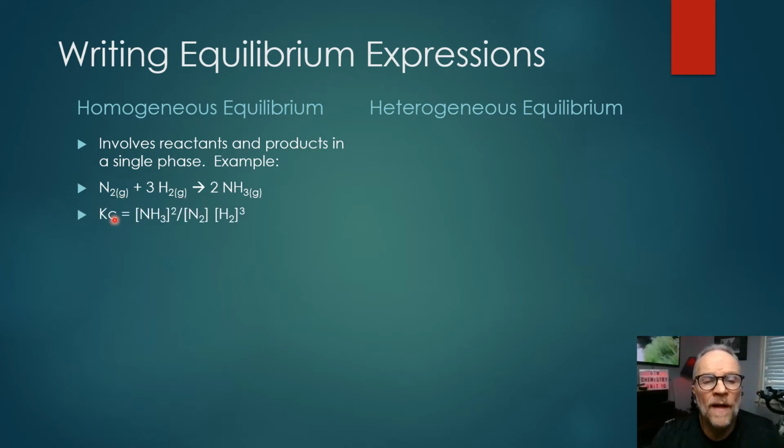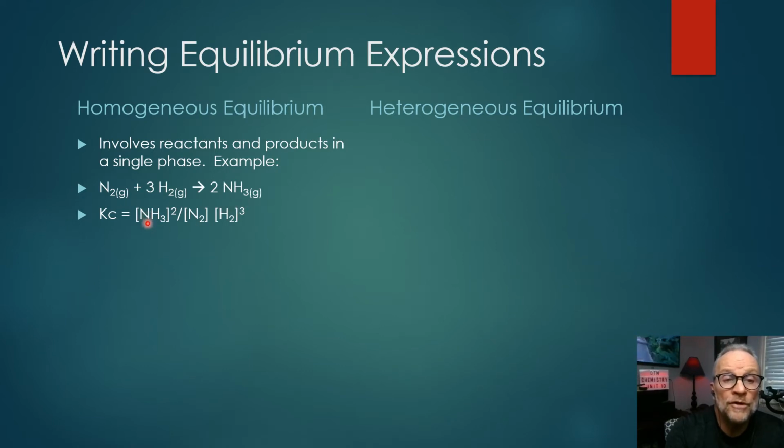The Kc for that, again, can be written a couple different ways. It can be written as the molar concentration of ammonia to its coefficient squared, right, divided by the concentration of nitrogen gas times the concentration of hydrogen gas raised to its coefficient, which is a 3 there. So that's how you would write the Kc value. Since these are gases, it could also be partial pressures as well.